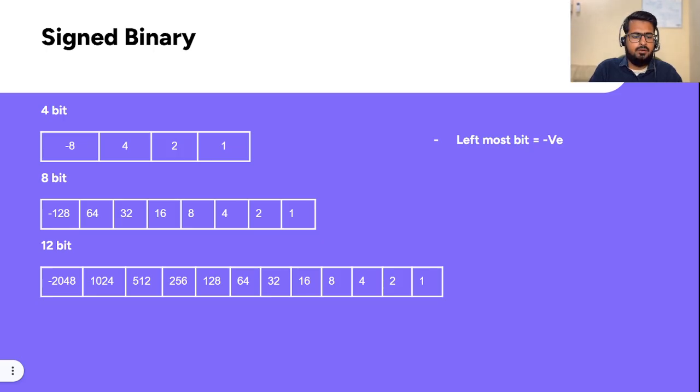So the idea of two's complement or signed binary is that the leftmost bit is going to be a negative value. When we want to calculate negative numbers, binary makes the leftmost bit a negative number. So for a 4-bit register, it is going to be negative 8. For an 8-bit register, it is going to be negative 128. For a 12-bit register, it is going to be negative 2048, and so on.